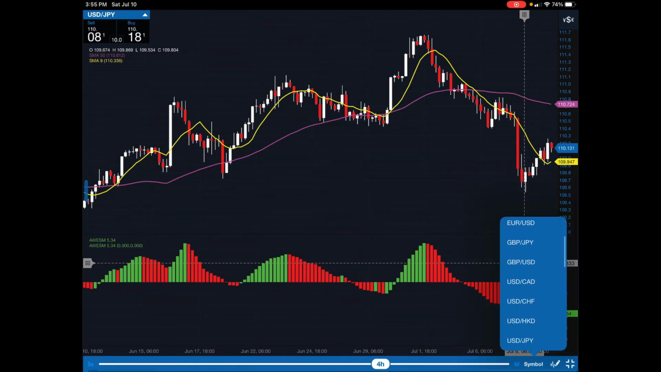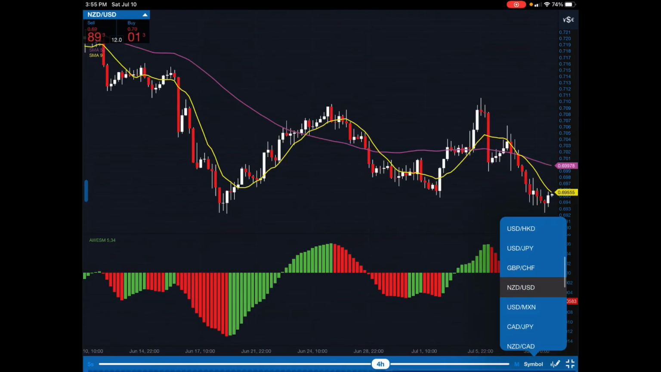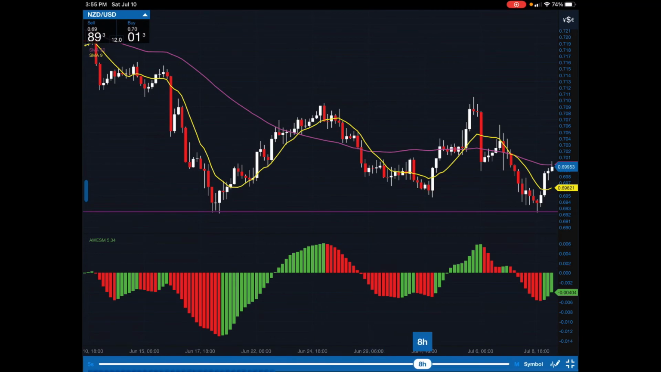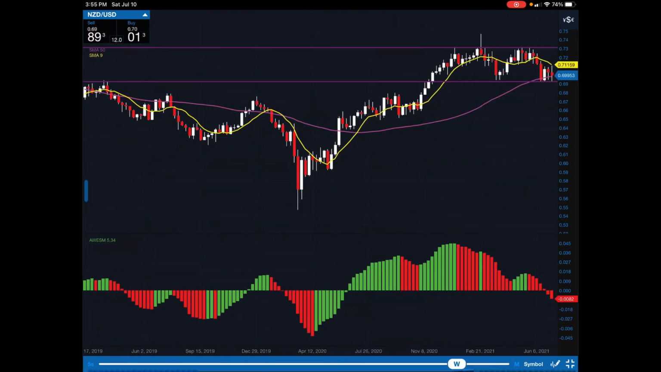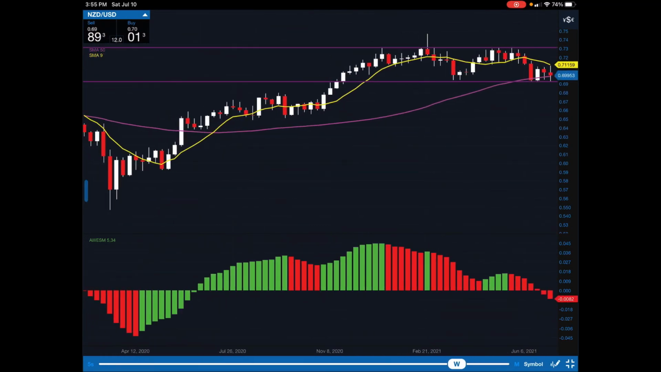That's the Japanese yen. New Zealand. Let's start at the 4 hour. Looks like on the weekly time frame New Zealand is also gone into consolidation, but it's at the bottom of a range. And it could be finding support. It didn't quite close below the 50.